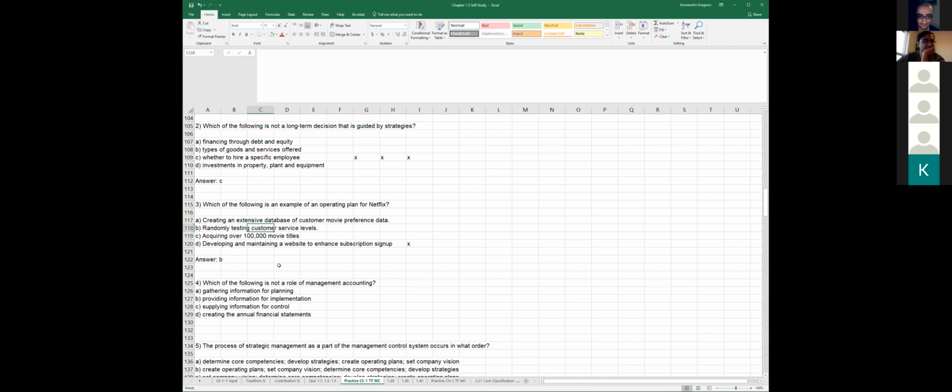Testing customer service level. Well, maybe the key is randomly, but I don't know. It could be part of QA, right? If it's constantly being done, I feel like I don't know. Sorry, maybe I didn't understand the question. Which of the following is an example of an operating plan for Netflix? Specifically, what does that actually mean? I think testing customer service level is just trying to see what appeals to each customer and then tailoring their movie titles to what the customers want to see. Or it could be that they have complaints and then they check a customer satisfaction pulse or something like that. So that could be part of overall operations.